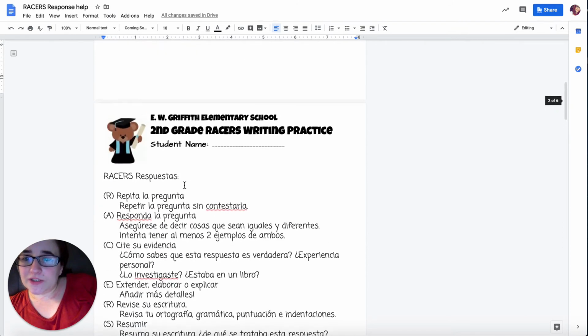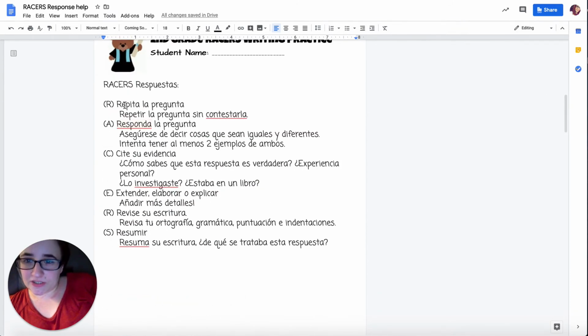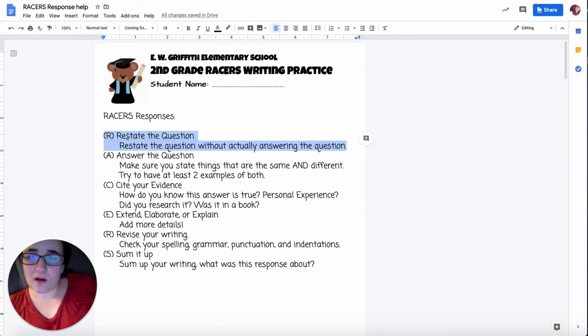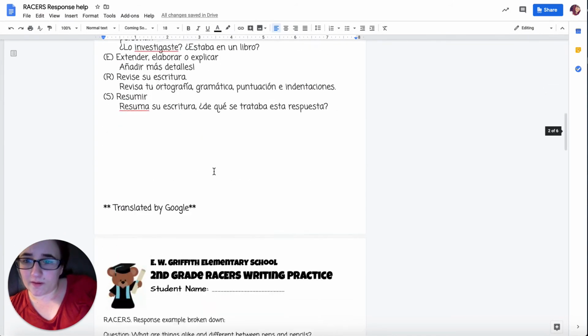We're also going to look at the A. These are the two sections that I want us to focus on today. R is restate the question, and A is simply answering the question. Answer the question. Make sure you state things that are the same and different. Try to have at least two examples of both. We don't just want one example. We want two examples. That adds a little bit more details and gives us more information of what we want.